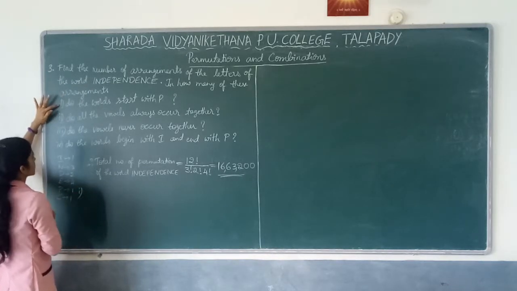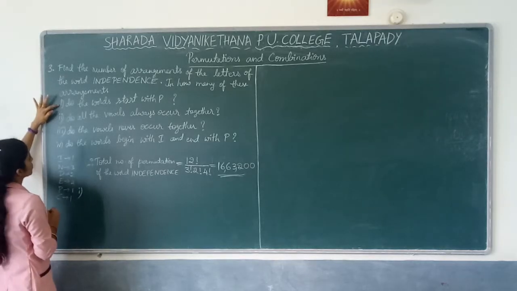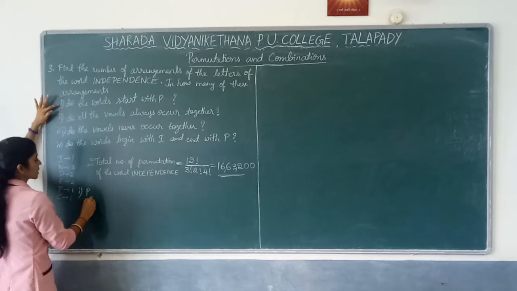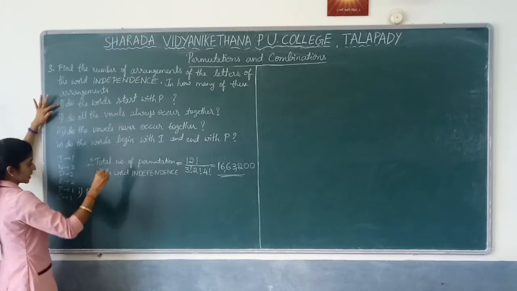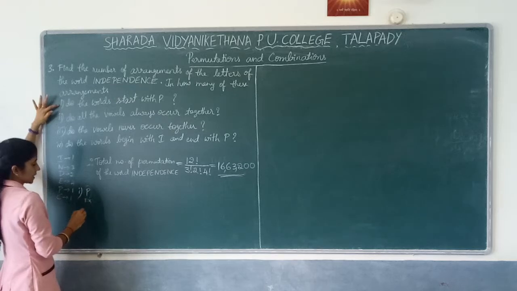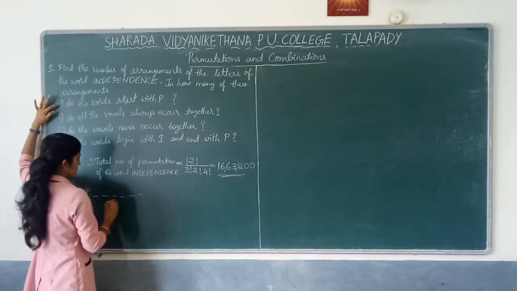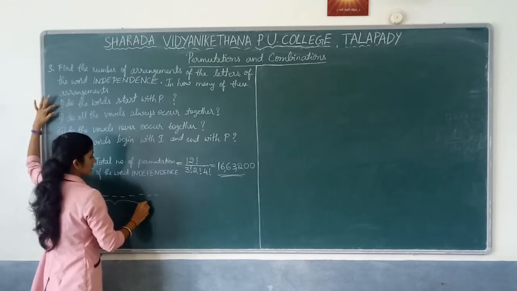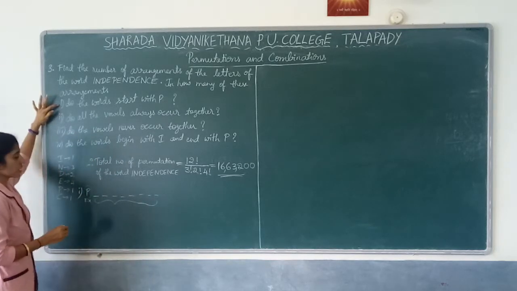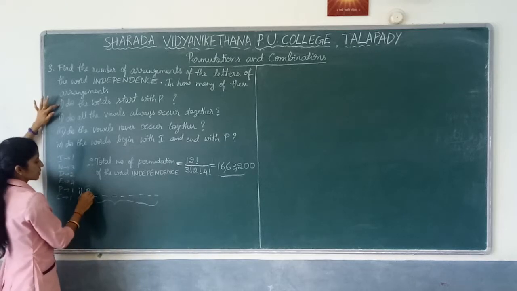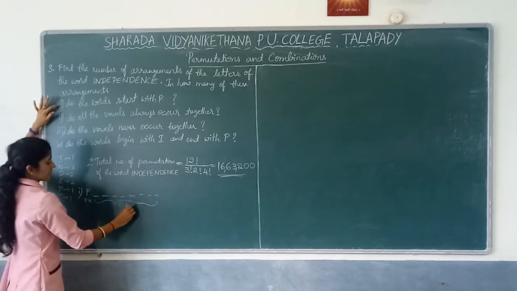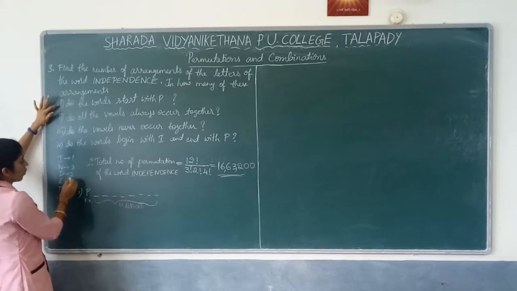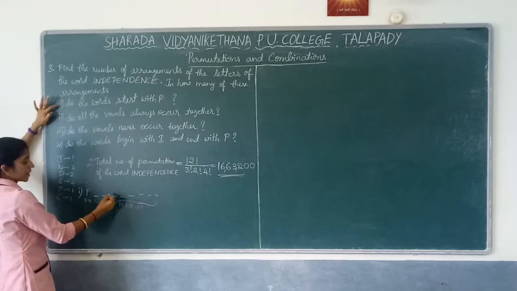The first sub question asks: do the words start with P? Starting with P means it is fixed, right? So there are 12 letters, and in that P is the starting letter. The remaining 11 letters are changing their positions. Only P is fixed in that position. P is only once, so all the repeated letters are coming in these remaining 11.